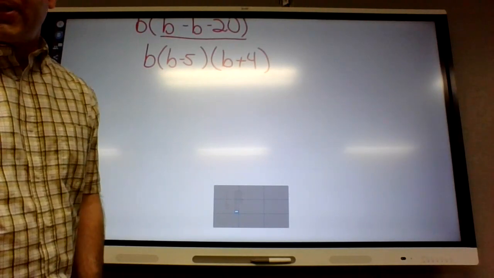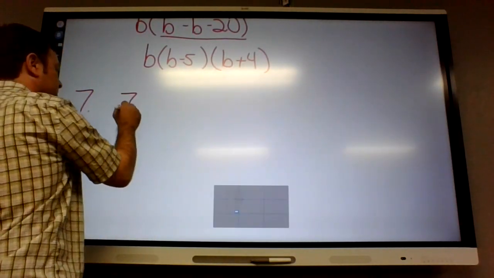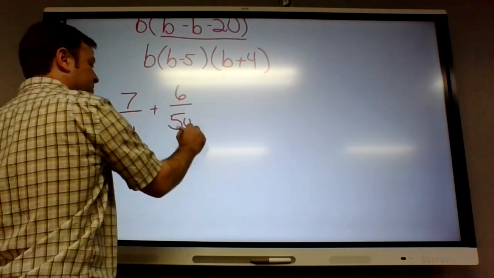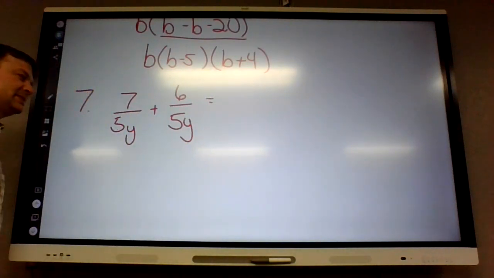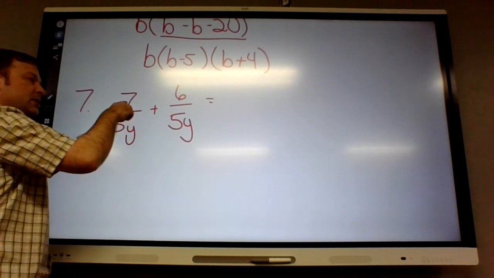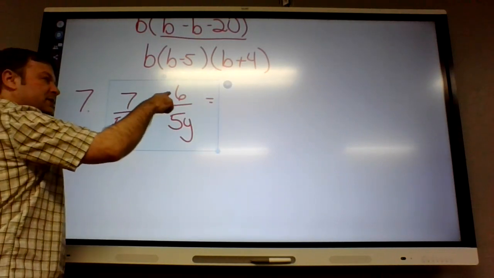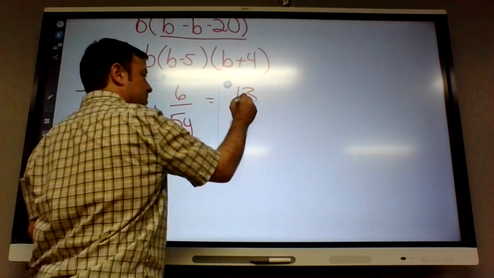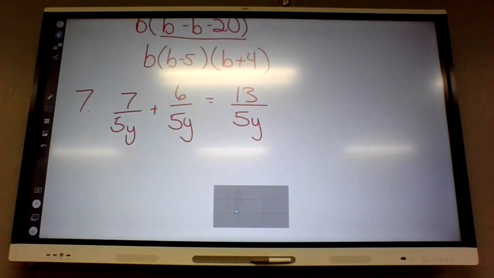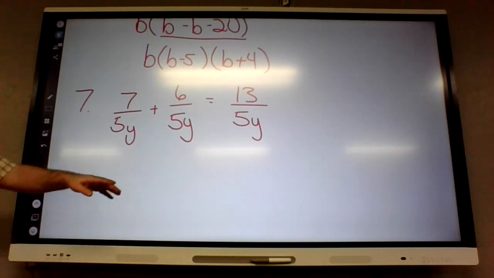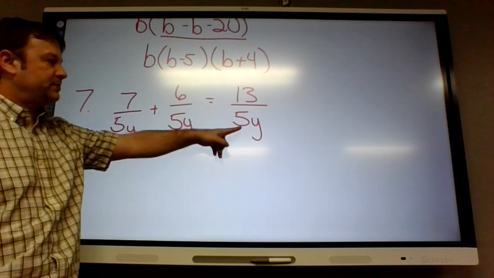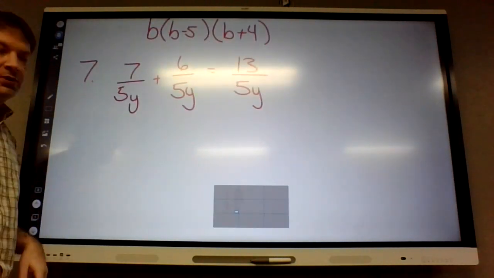Okay, number 7 is actually really easy. Okay, why is this one easy? It already has a common denominator, so no problem. So we just add the numerators, right? 7 plus 6, 13 over 5y. Now, we should also check, does this reduce right here? 13 and 5? No, it doesn't reduce, so that's it. No problem.